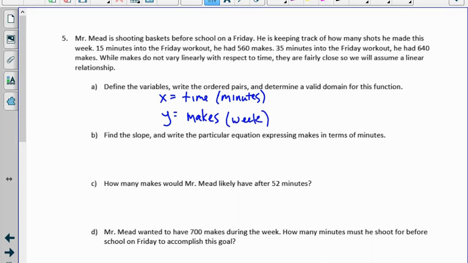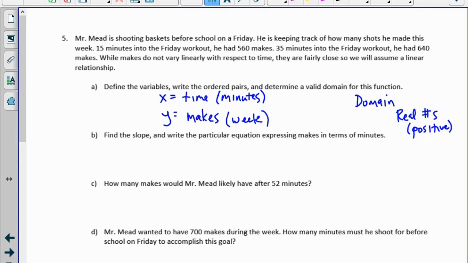The valid domain, minutes are continuous. So the domain is going to actually be the real numbers, but it's going to be positive. So we have to have positive real numbers.